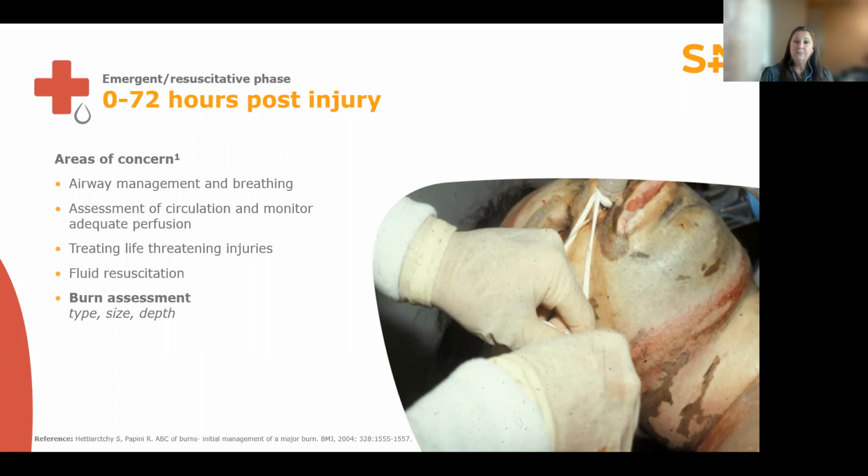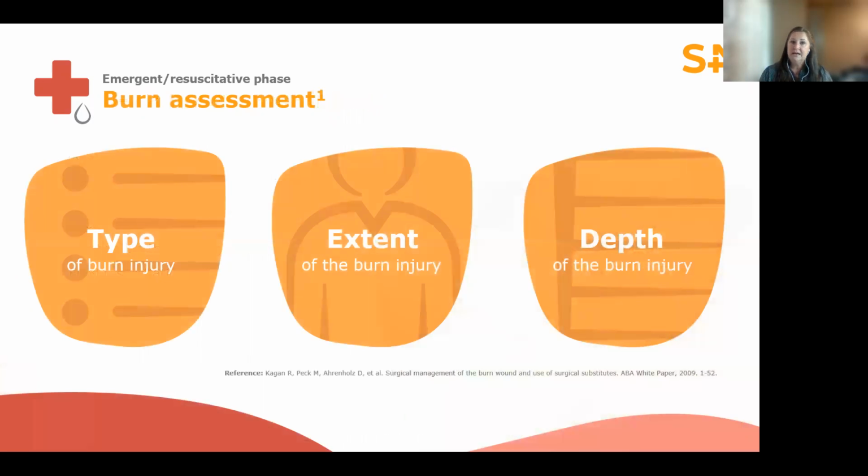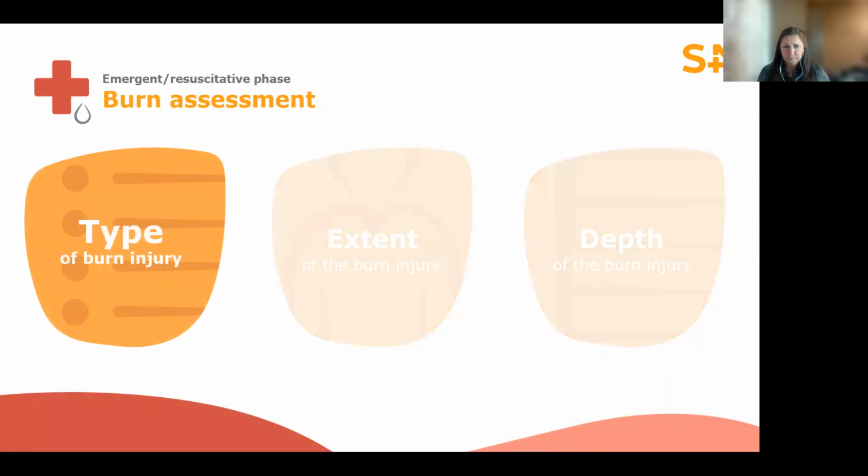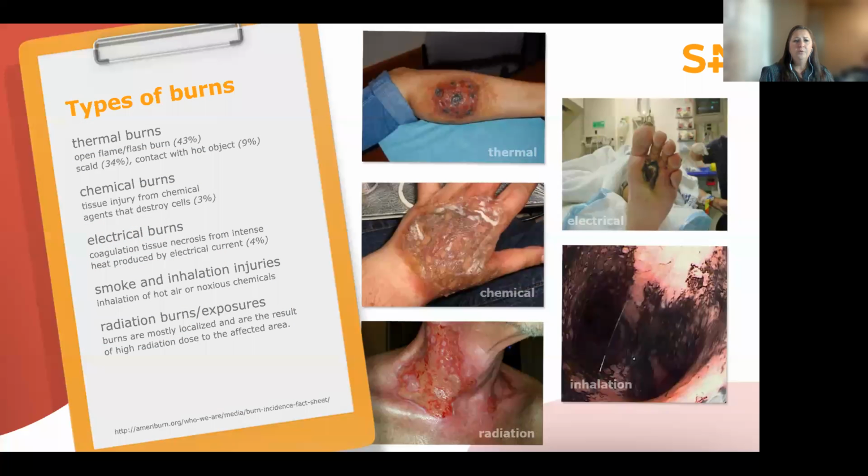So that's our next thing we're assessing, which is type. When we look at these 3 things, this is how we're going to describe our burn and how we're going to treat it. Let's start with the type of burn injury. So types of burn injuries are thermal burns, chemical burns, electrical burns, smoke and inhalation injuries, and radiation burns or exposure.